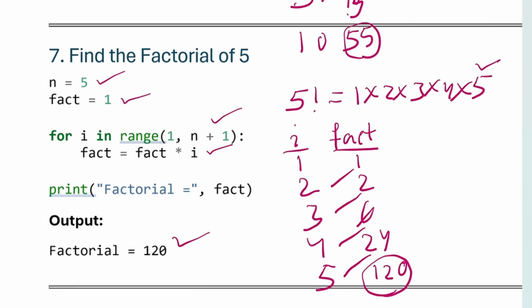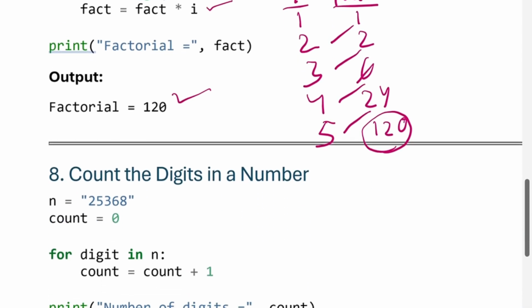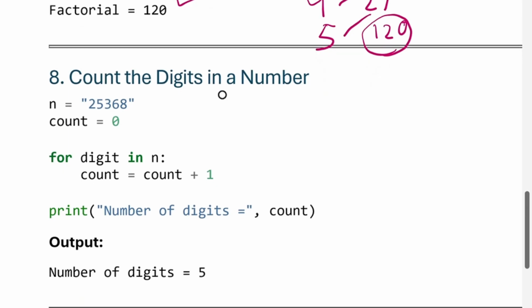So it will print factorial equal to 120. After the loop completion, it will print factorial equal to 120. Count the digits in a number. This is n equal to, in double quotes. That means it is a string. We have stored a string in the variable n.